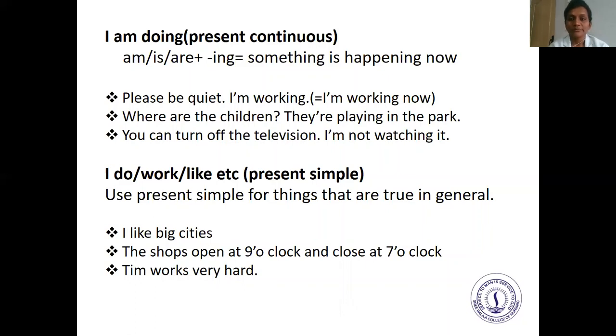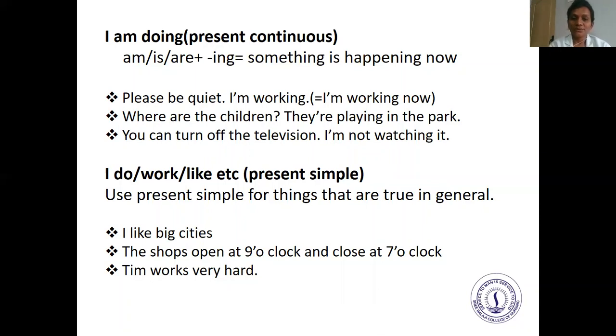And working is the continuous form of the verb, and am is the helping verb, which helps the main verb to give you the meaning of the sentence. I am working now. And where are the children? They are playing in the park. Are is the helping verb, which stands for the subject they, and playing is the continuous form of the main verb. So they are playing in the park.